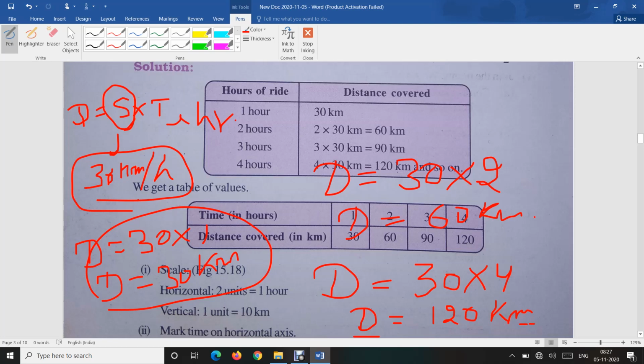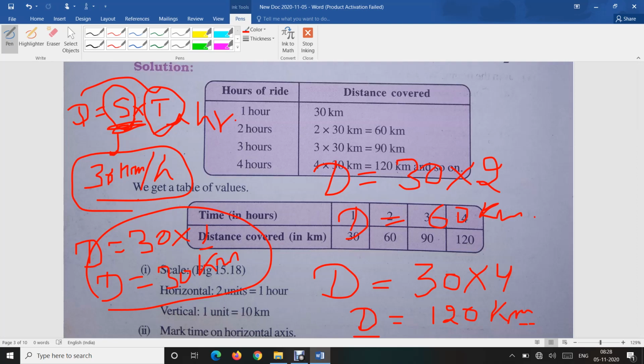So you can see here, as we increase the time, at the same time the distance is automatically increasing. That means here the distance completely depends on the time. Similarly, you can do it for the speed. If you take the time as a constant, meaning the time is the same everywhere, then speed must be increasing or decreasing. Then distance will depend on the speed.